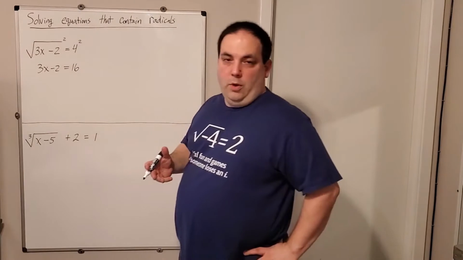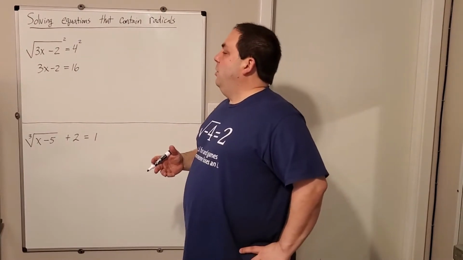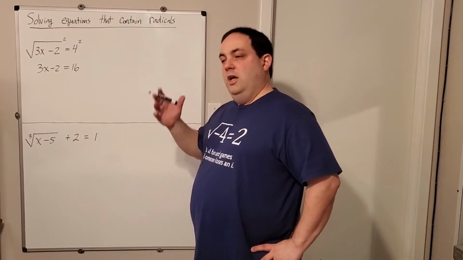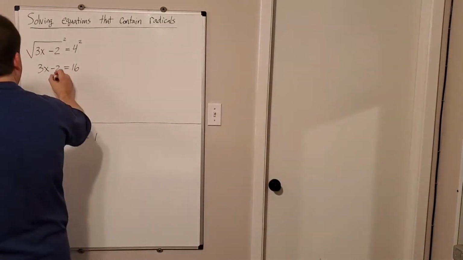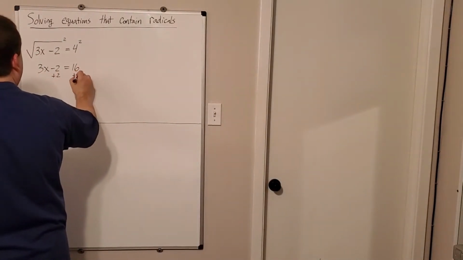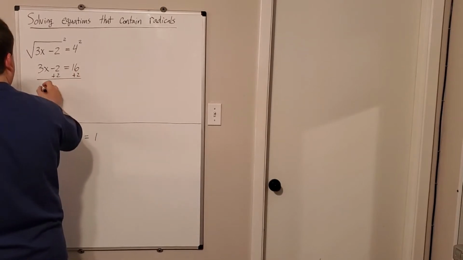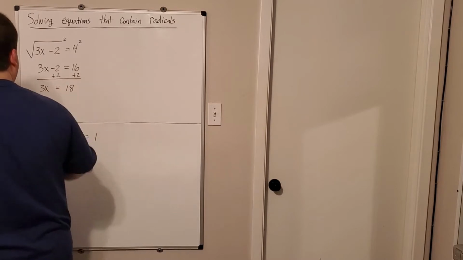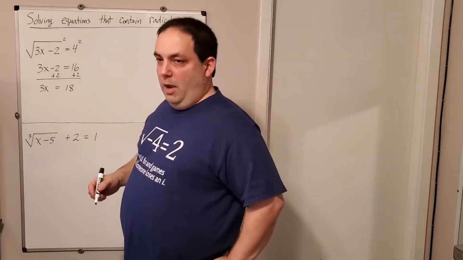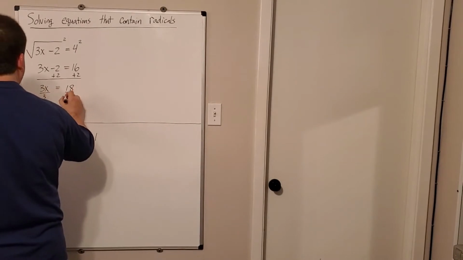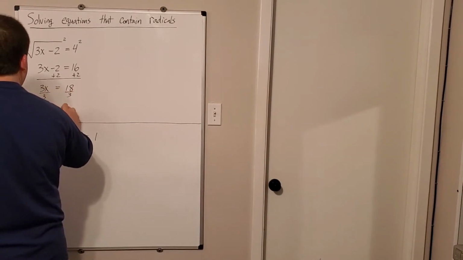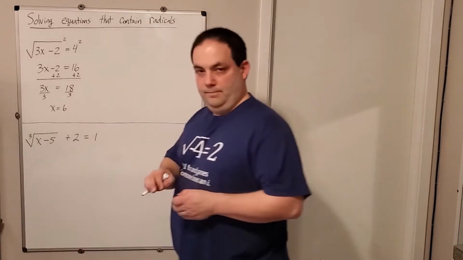Once I'm to this point, it's just a plain old linear equation. Now it's to the point of, let's get x by itself. So I would add 2. 3x equals 18, and I would divide by 3, which would land me to x equals 6.